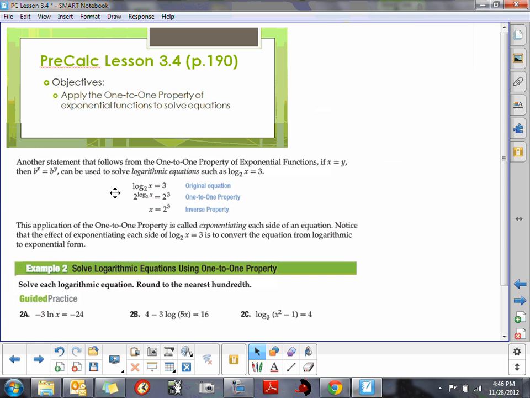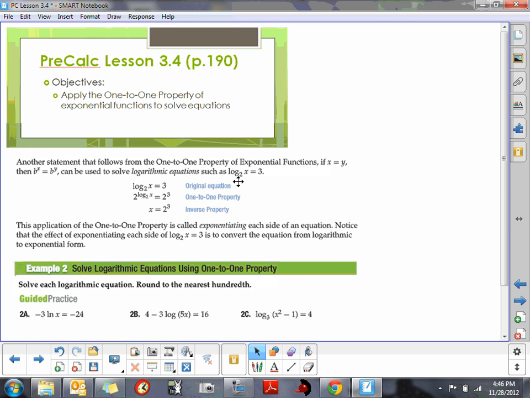If x equals y, now x and y are the exponents, so if we know the exponents are equal, as it's saying here, then if we take b to the x and b to the y, they have to be equal. So what we're saying is that we know the exponents are equal, then if we raise it to the same base, if the bases are the same, then b to the x has to be equal to b to the y. We can use that idea to solve logarithmic equations such as this one.